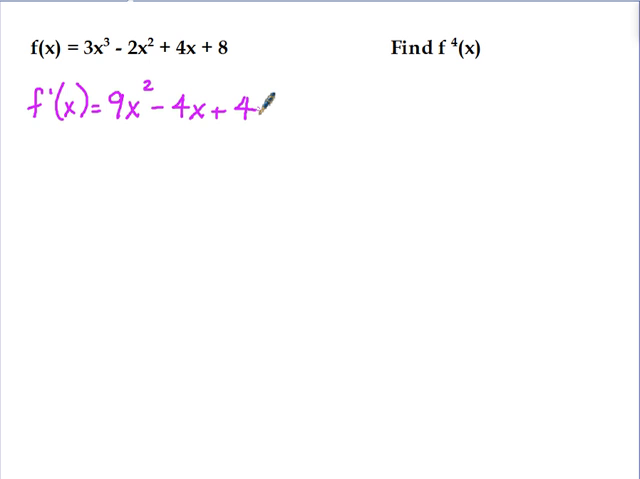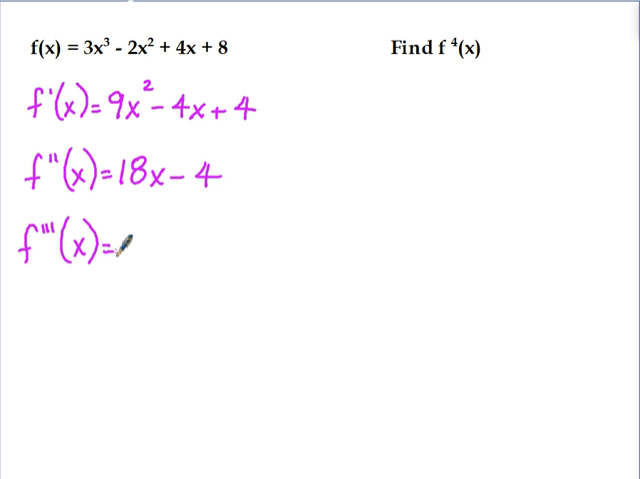Now I can take the second derivative, f double prime. That's the way you say that, f double prime. And so again, I'm just going to use my power rules here on the first derivative. So now this will become 18x minus 4. And then f triple prime will just be 18, and then f to the fourth prime of x is going to be 0. Now everything beyond that is going to be 0 again and again and again.